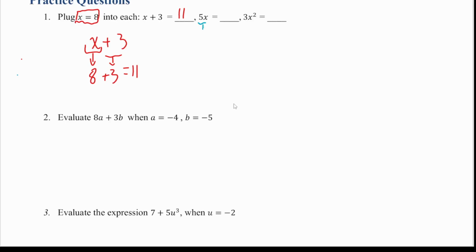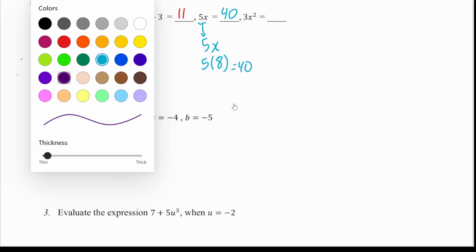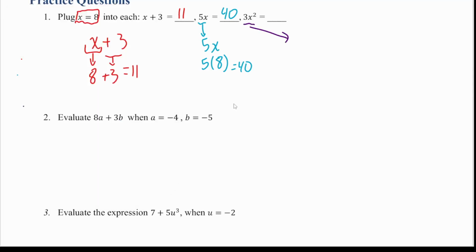Similarly, if I have 5x, keep in mind that's secretly 5 times x when you just have the number written next to the variable like that. So that becomes 5 times, in this case 8 is the value that we're plugging in for x. 5 times 8 will give me 40. So that would be my final value. For the last one, we've got two different things going on. We have x squared first, so squaring x, multiplying x times itself, and then multiplying by 3.